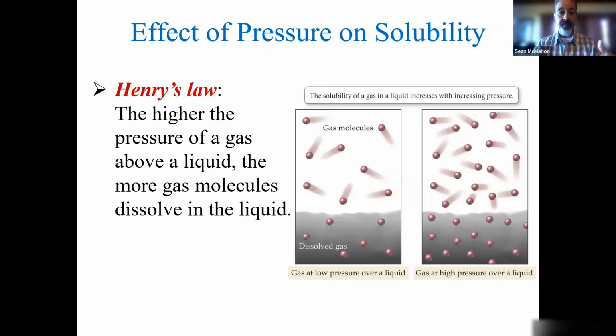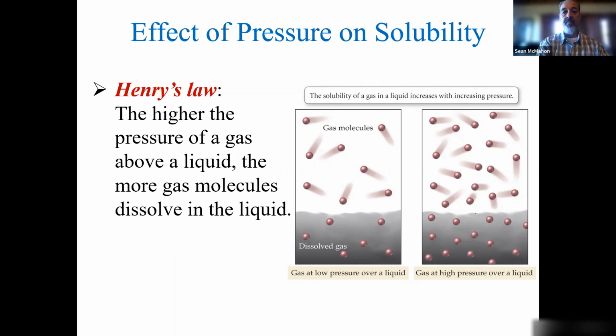Now, there is an effect of pressure on solubility for gases. It has no effect with solids and liquids dissolving, because solids and liquids are condensed phases. So we talked about how they don't take enough room, they're going to fit in the medium. But realize that gases, because they have a lot of kinetic energy and there's a lot of space between the molecules, if we increase pressure, we're going to increase the amount of gas that dissolves in the liquid.